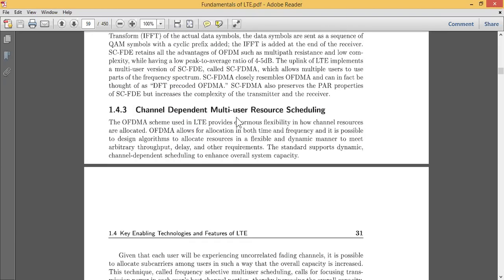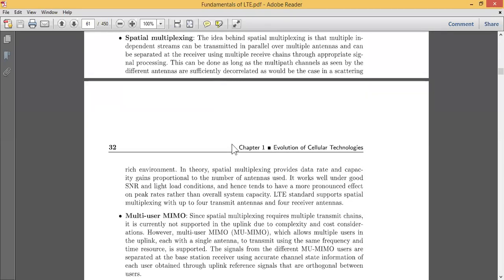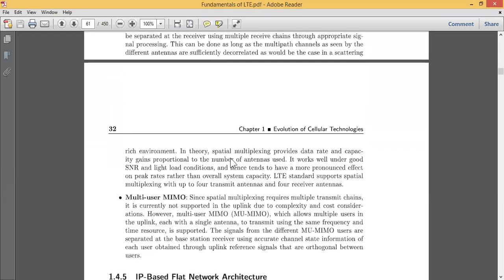So this is how channel dependent multi-user resource scheduling is done in the LTE system, as well as the multiple antenna techniques. With this, I will be stopping this lecture here itself.